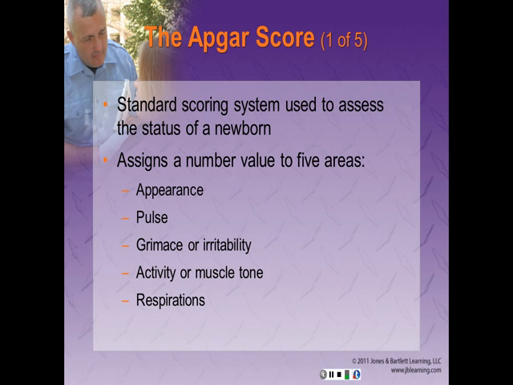Pulse. If a stethoscope is unavailable, you can measure pulsations with your fingers in the umbilical cord or the brachial artery. An infant with no pulse requires immediate CPR. Grimace or irritability. Grimacing, crying, or withdrawing in response to stimuli is normal in a newborn and indicates that the newborn infant is doing well. The way to test this is to snap a finger against the sole of the infant's foot.